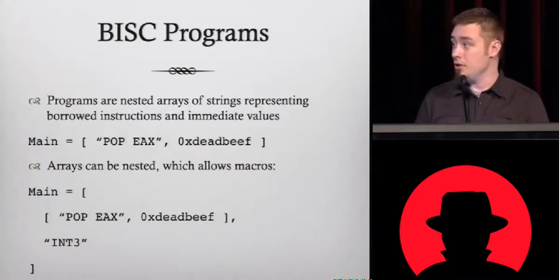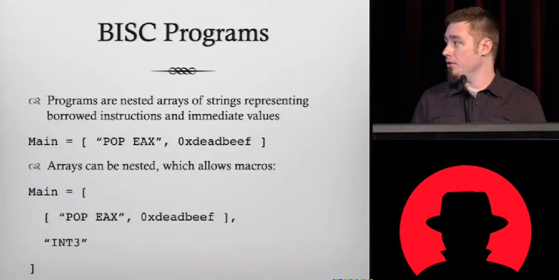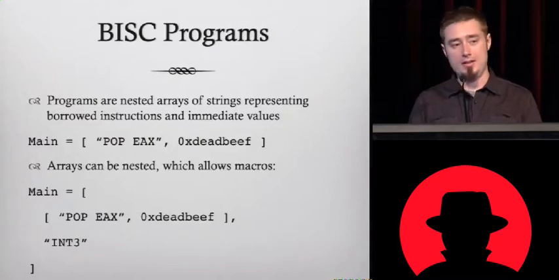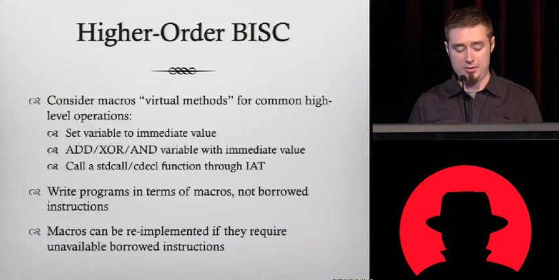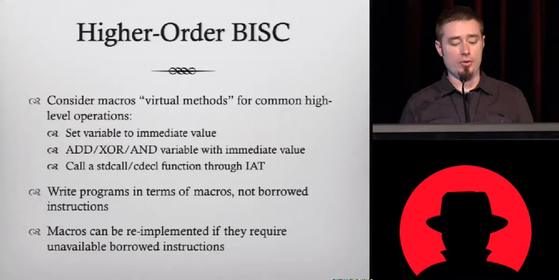it work. So these arrays can also be nested. The nice thing about this is that it lets you write macros as just functions that return an array, and then that array gets embedded, and the assembler just flattens it and assembles it. So it's pretty easy. And the macros let you write what I call higher order BISC.